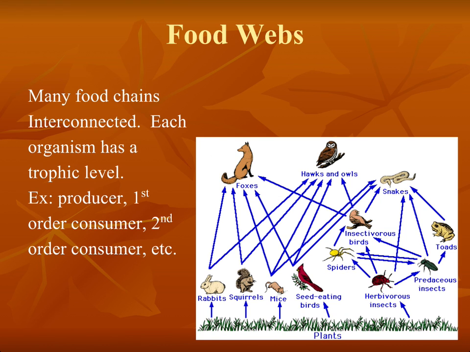It also shows the trophic levels. So here you're going to see producers, consumer 1, consumer 2. You're also going to see decomposers in most cases.